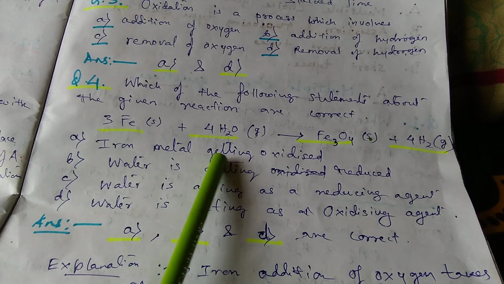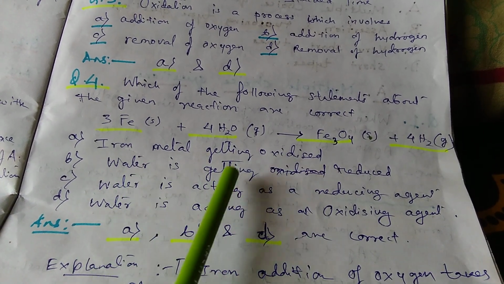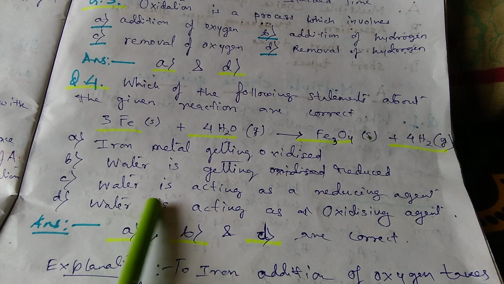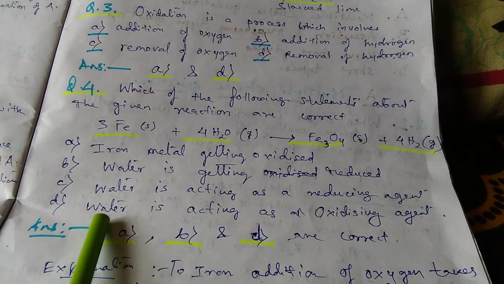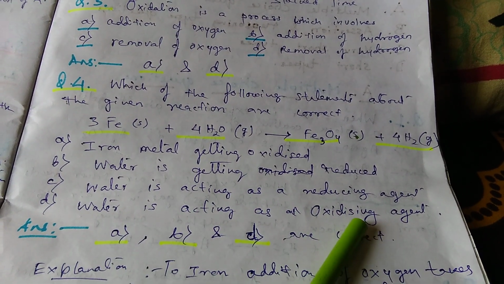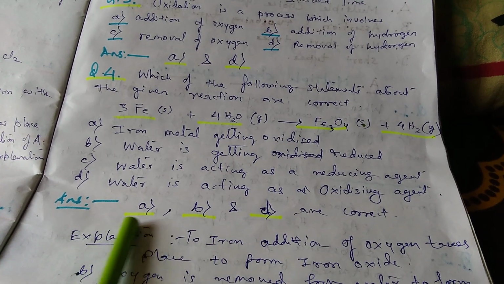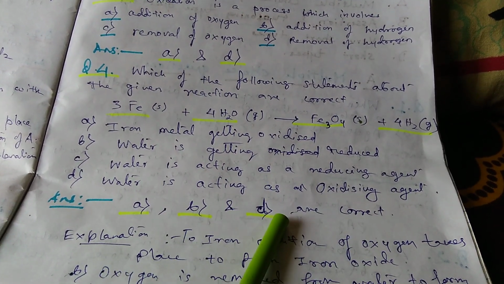First statement is iron metal is getting oxidized. Second is water is getting reduced. Third is water is acting as a reducing agent, and fourth is water is acting as an oxidizing agent. Okay, so the answer is options A, B and D are correct.